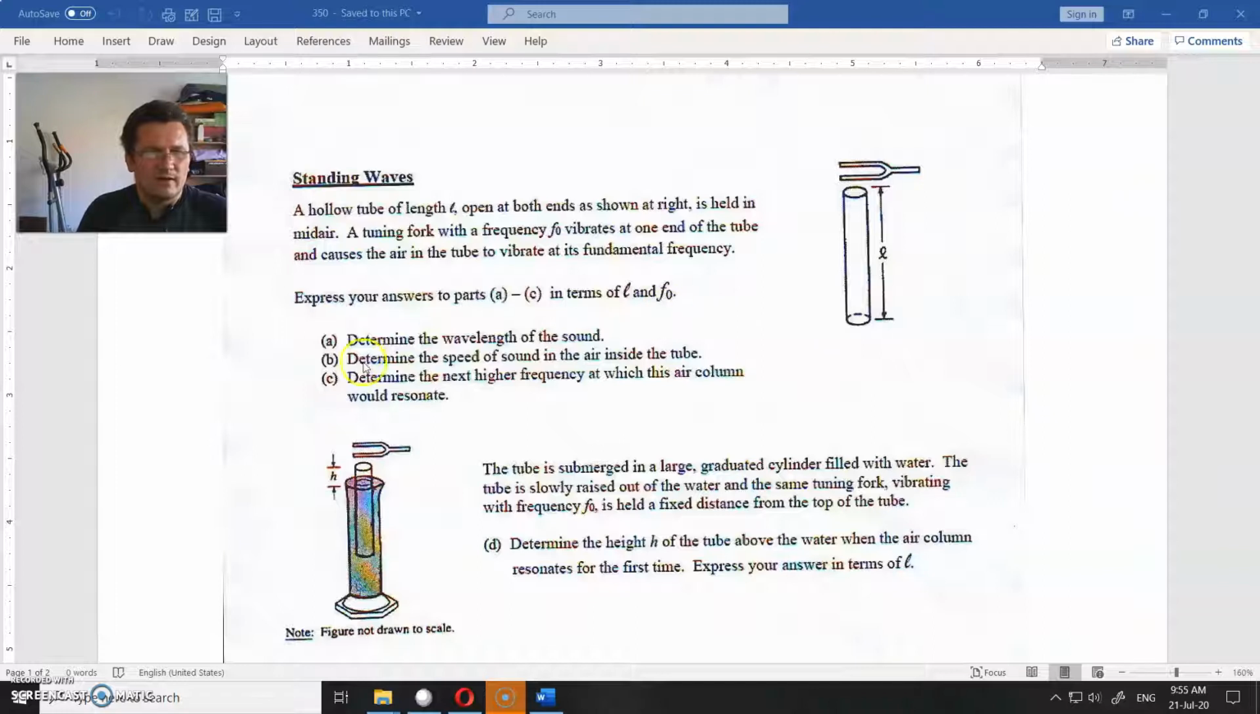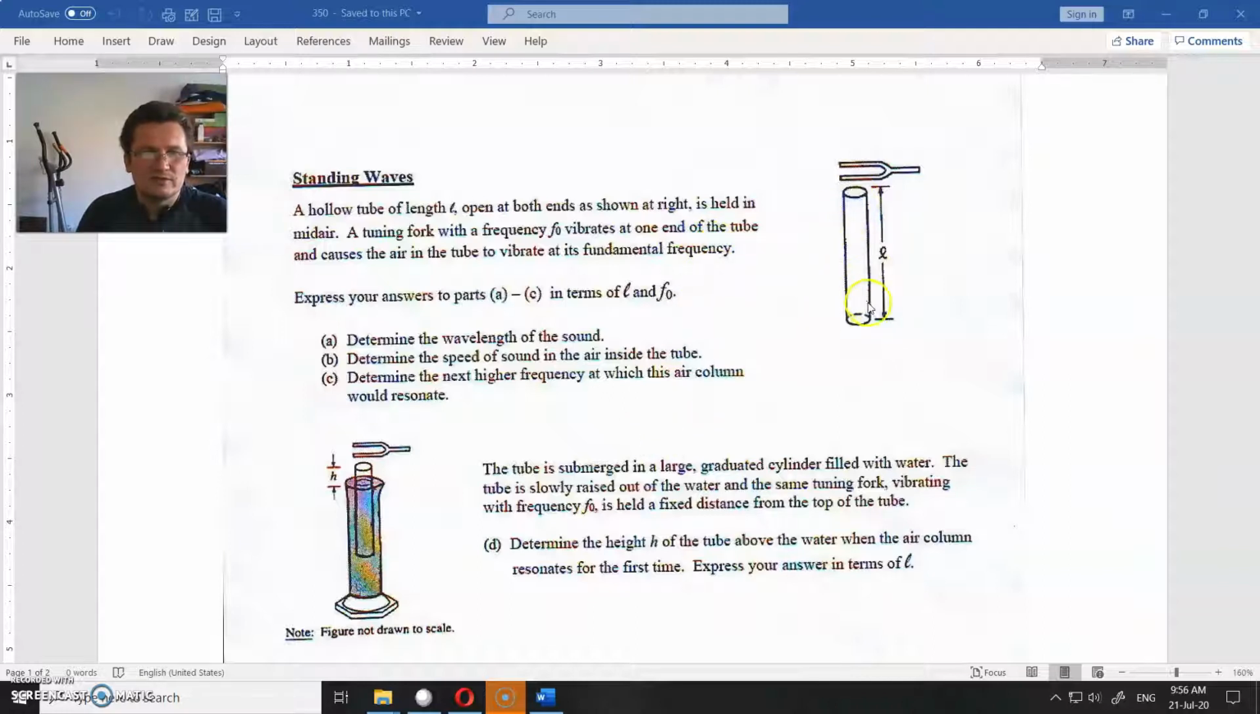Okay. Now let us see, determine the wavelength of the sound. So we need to find the wavelength at these conditions, if we have the length of the pipe and the initial frequency. Determine the speed of sound in air inside the tube. Determine the next higher frequency at which this air column would resonate. Next one and so on. So next is some other, not fundamental frequency, but some other harmonic. And what is the next one? Well, you could search for it and find yourself.